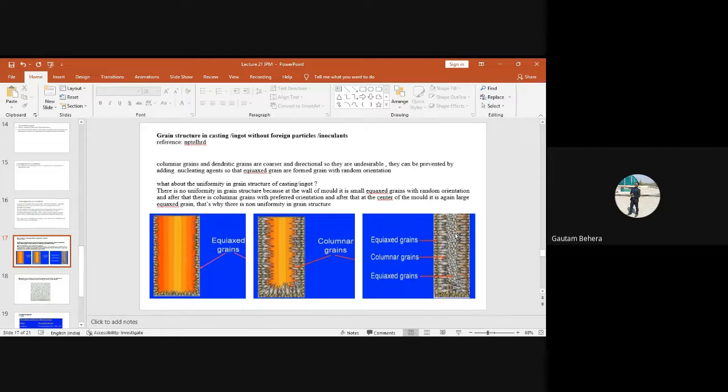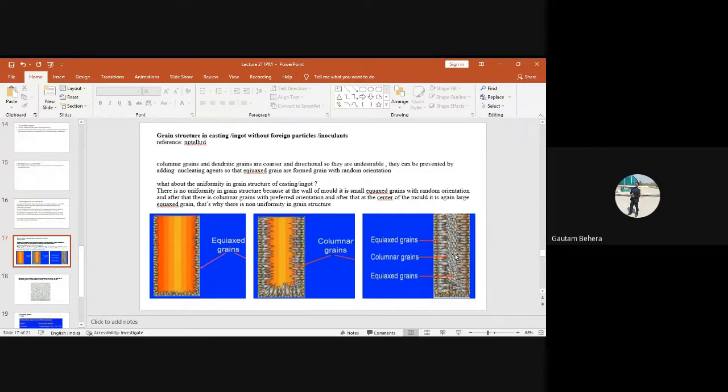And finally, at the center of the mold, we have large, which kind of grain? Can anybody tell me which kind of grain is present at the center? Equiaxed. Very good. They are again equiaxed, but what is the difference between this equiaxed and this equiaxed? Along the mold wall, you have equiaxed grain, and at the center also it is equiaxed. But what is the difference? These are bigger. It is clearly visible. Yes or no? These equiaxed grains at the center are bigger in grain size.